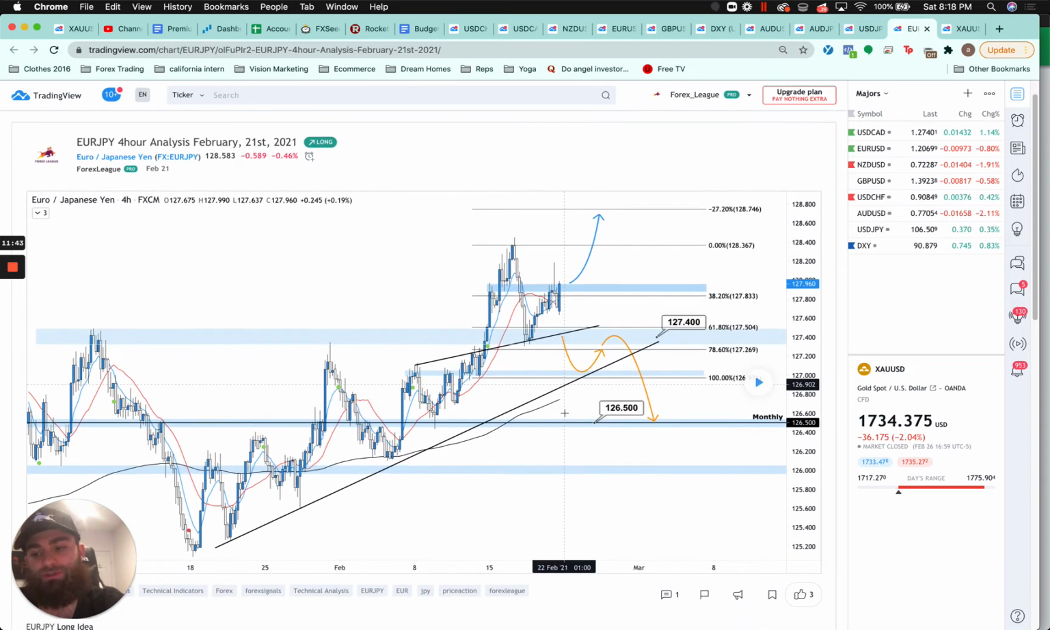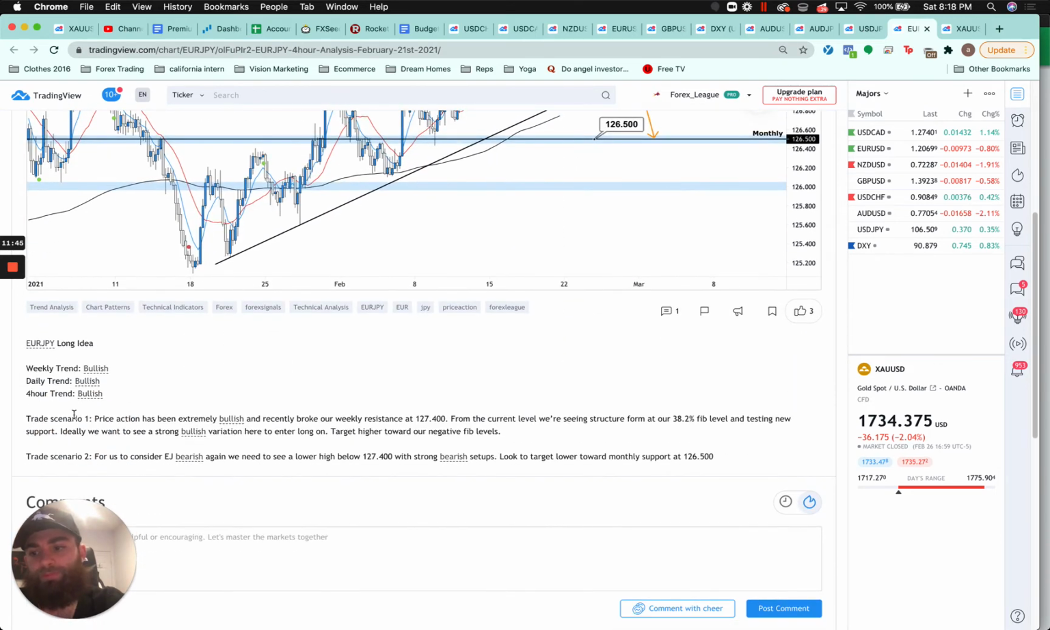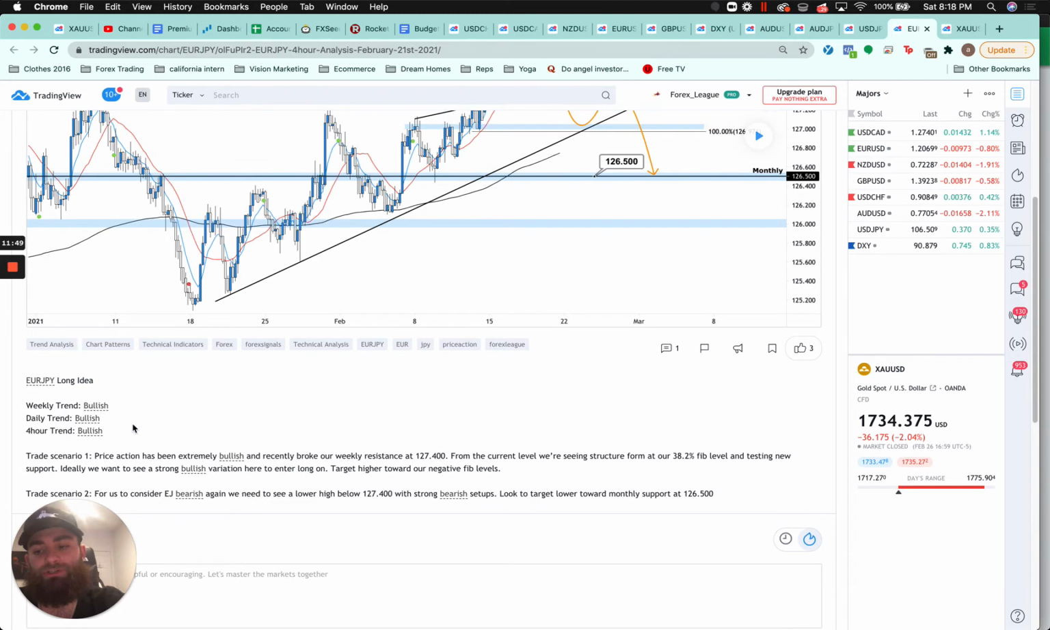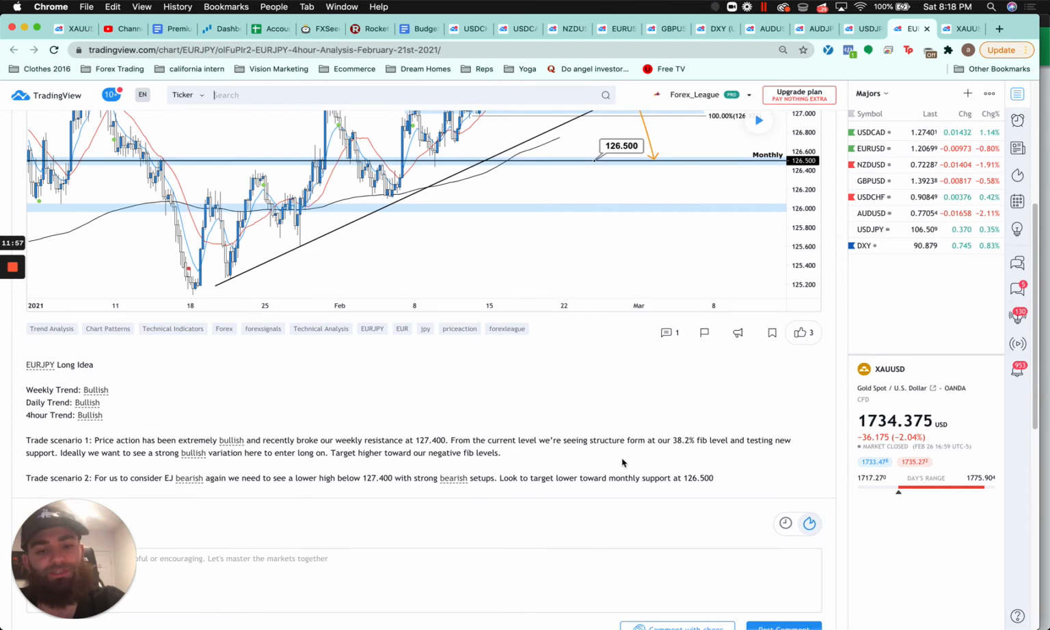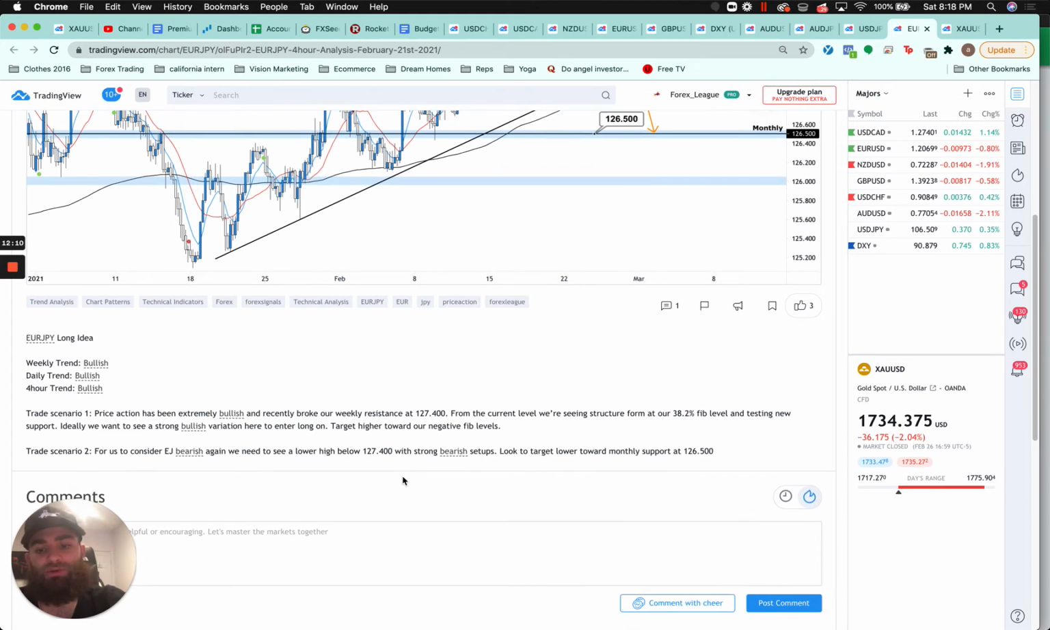Let's next go to EJ. Weekly trend bullish, daily trend bullish, 4-hour trend bullish. Trade scenario 1, price action has been extremely bullish and recently broke our weekly resistance at 127,400. From the current level, we're seeing structure form at our 38.2% fib level and testing new support. Ideally, we want to see a strong bullish variation here to enter long on. Target higher towards our negative fib levels.